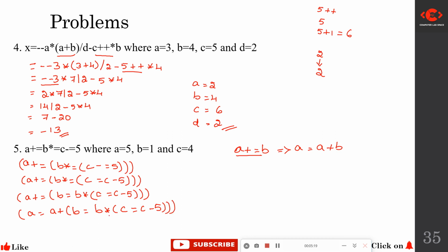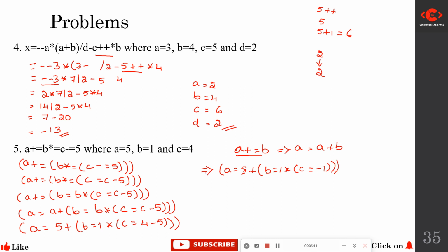I think it is easier for now to substitute the values so that you are going to get the result. So A is equal to A plus, that is I'm just substituting 5 plus B is equal to B into, that is 1 into, then C is equal to C minus 5. C value is 4, 4 minus 5. Right? You should not miss the brackets, okay? So A is equal to 5 plus B is equal to 1 into C. What is the value of C here? It is minus 1. Right?